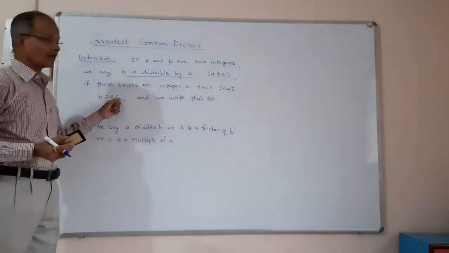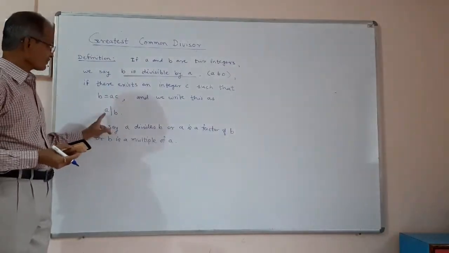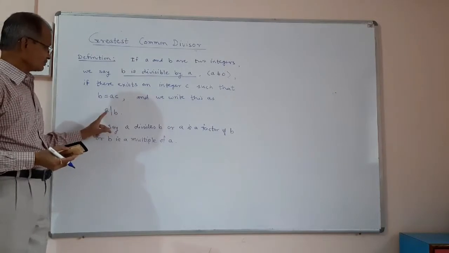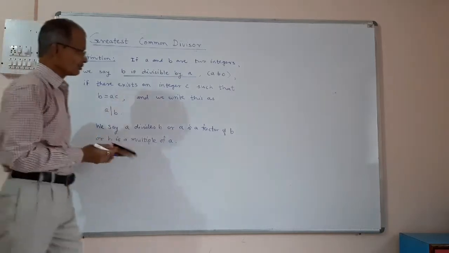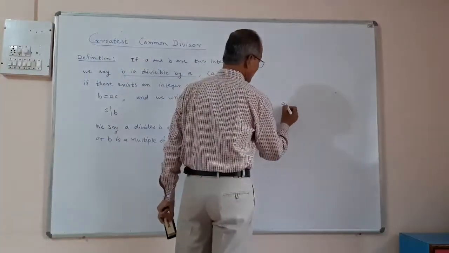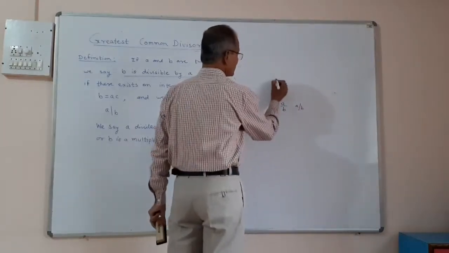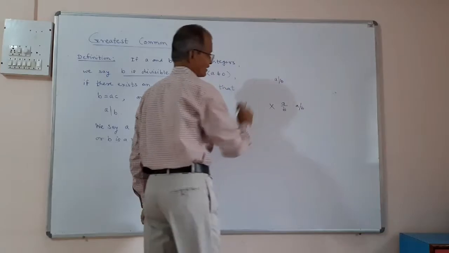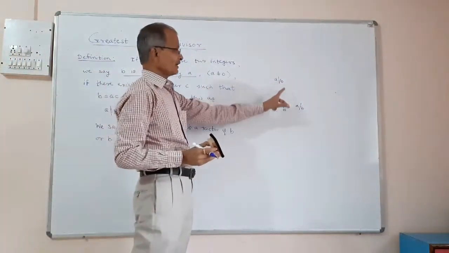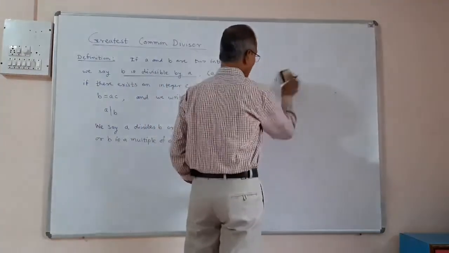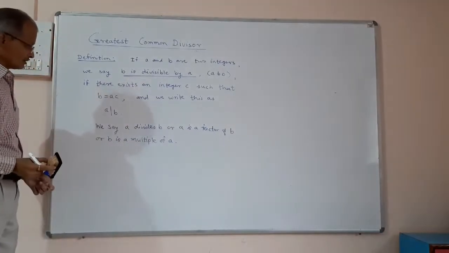When b is divisible by a, we can write b is equal to a into some other integer. Then we say b is divisible by a, or we write this as a divides b. A divides b, with a vertical bar, not oblique. So you must note this is not a by b or a oblique b. It is a divides b, the vertical bar is there, and these two are different. Or a is a factor of b, or b is a multiple of a.